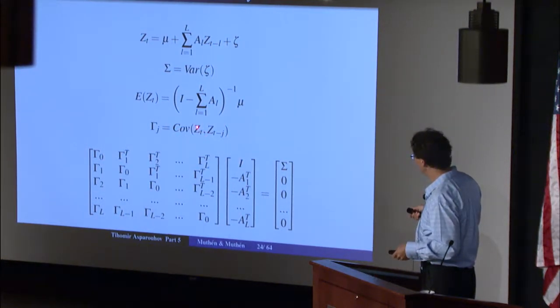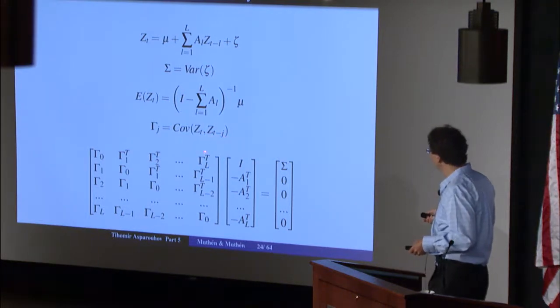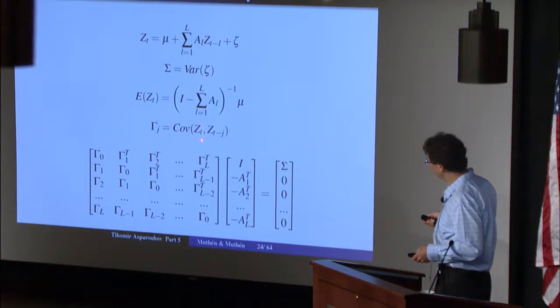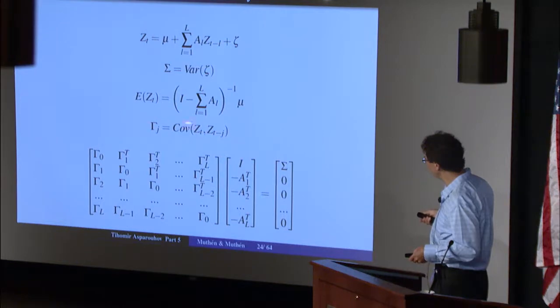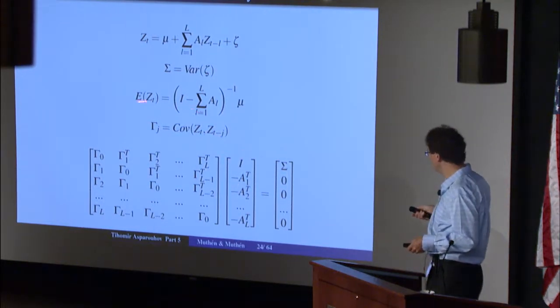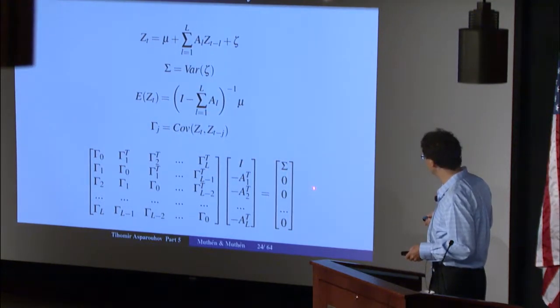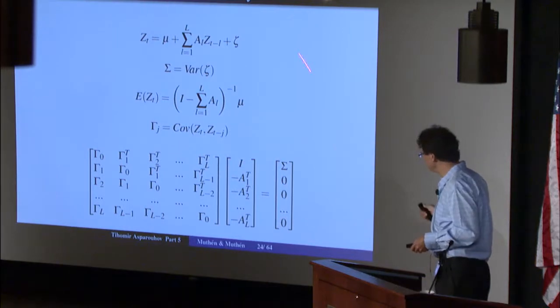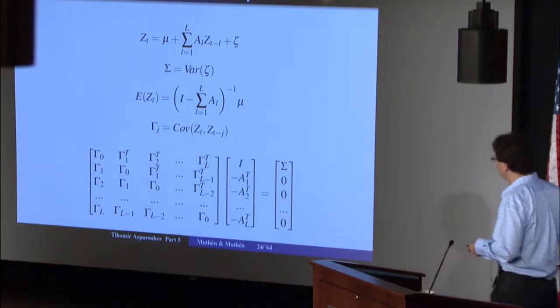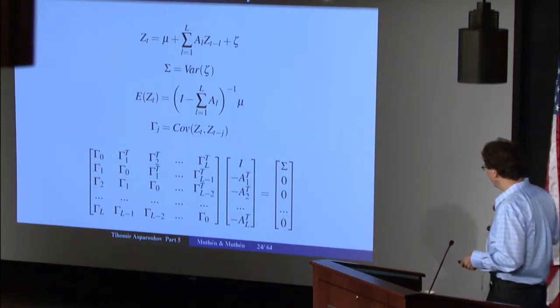So you assume that the covariance between zt and the prior version of z is independent of the time. It only depends on the lag between the two variables. And so if you have this kind of an invariance, you can use these Yule-Walker equations to compute these quantities. And again, remember that this method actually assumes stationarity.